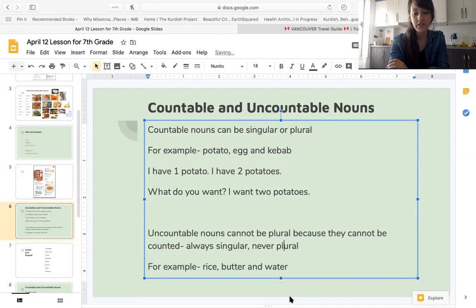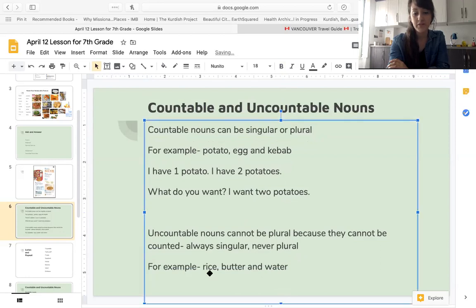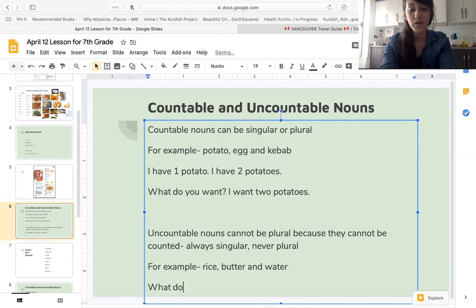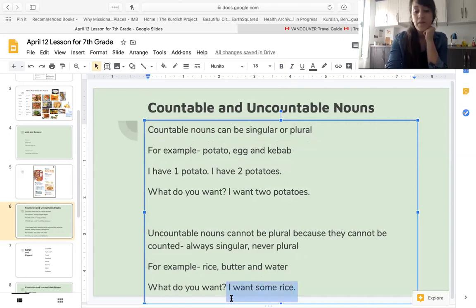Uncountable nouns are singular and never plural. For example, rice, butter, water. If I say, what do you want? And I want rice, I must say, I want some rice. Repeat after me. I want some rice.